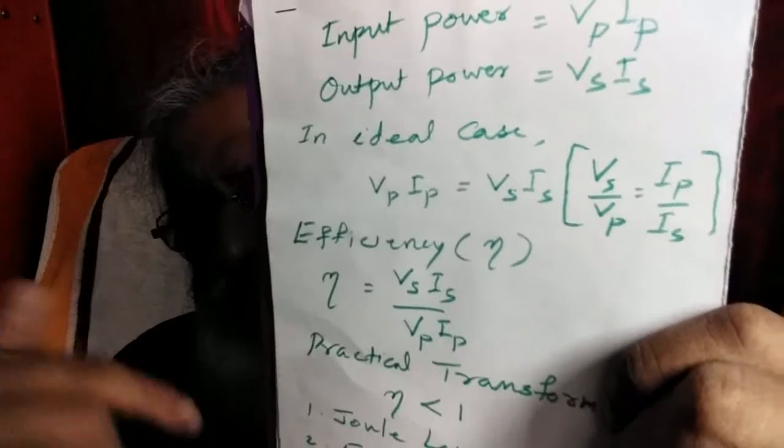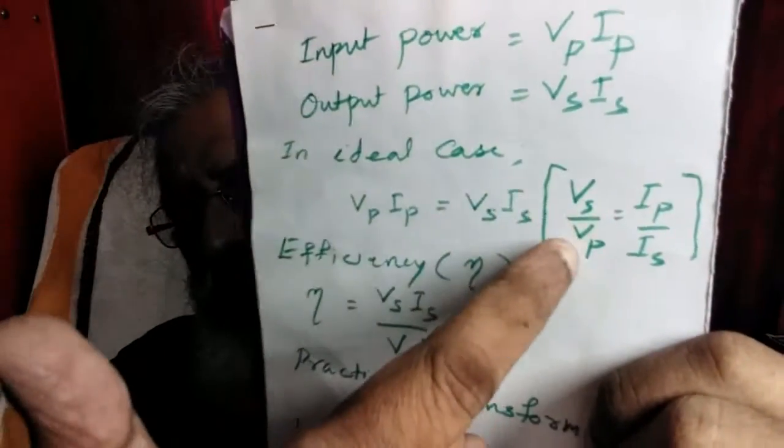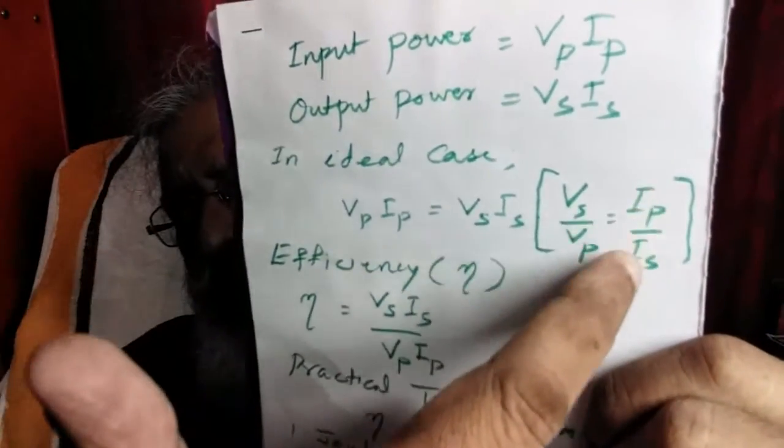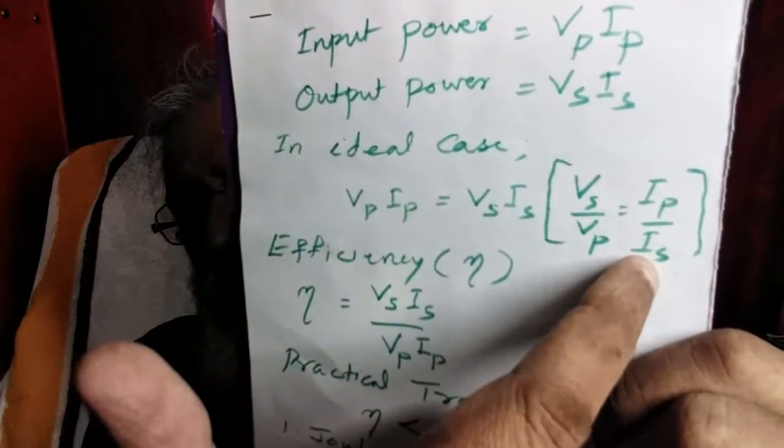And in a step-down transformer, Vs is less than Vp, so that Ip is less than Is, or Is is greater. So a step-up transformer of voltage must be a step-down transformer of current, and vice versa.